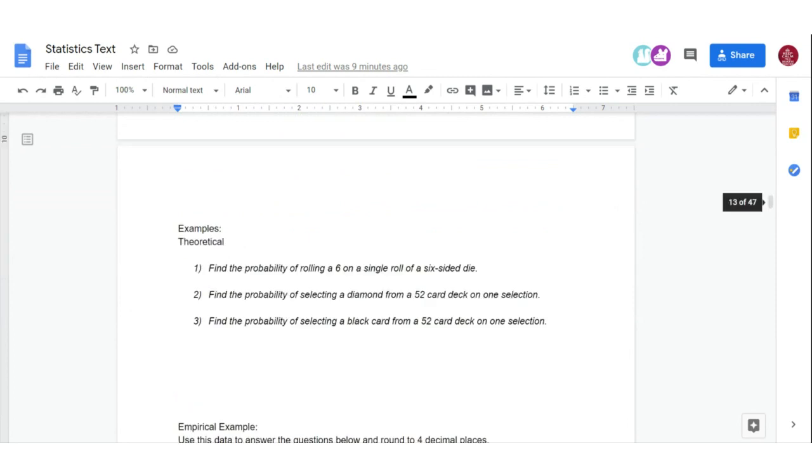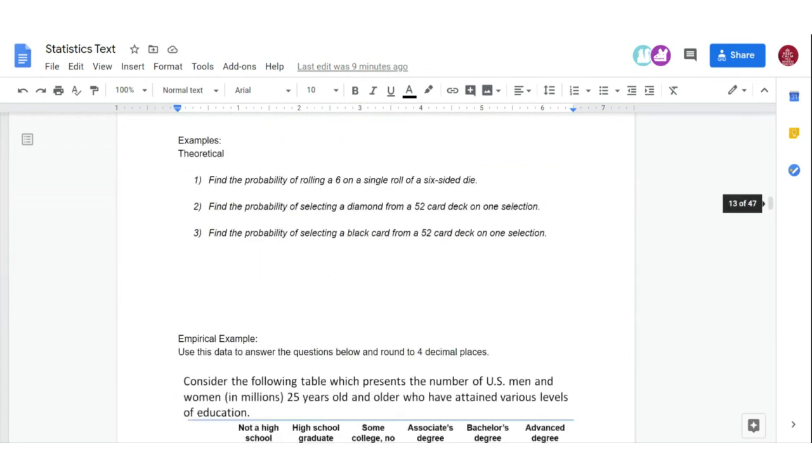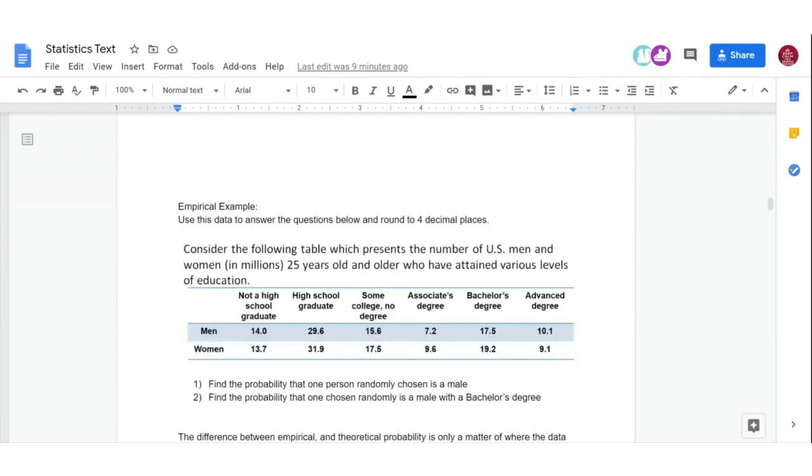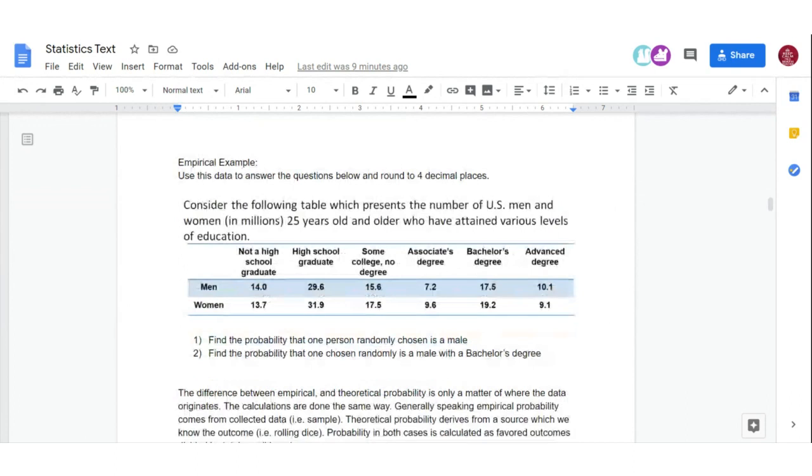Now, this is just an example of empirical probability, and oftentimes it's taken from something that has to be collected. In other words, you have to perform experiments, and certain books and certain teachers will call it experimental probability. All right, but it still works the same way.